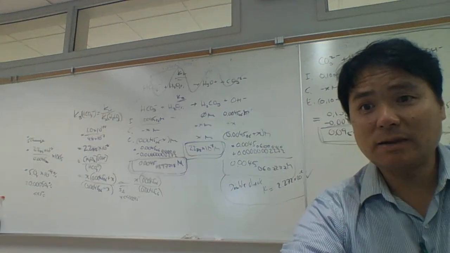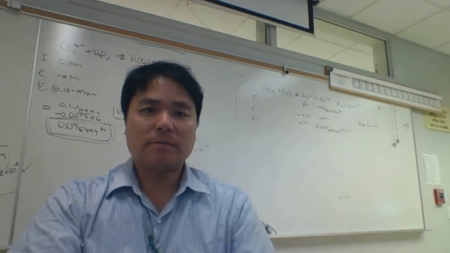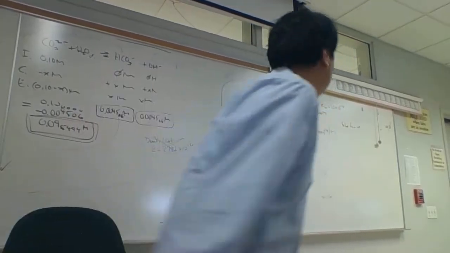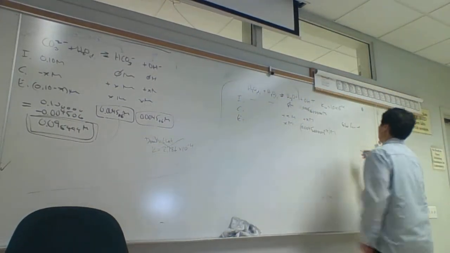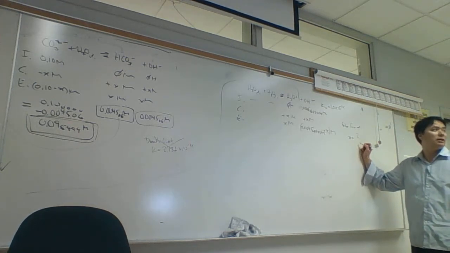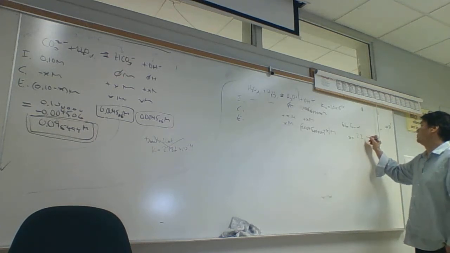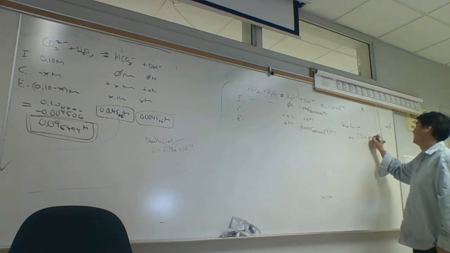So we did step 2, and now we'll move on to step 3 here. And so you got x equals 2 point, what was it again, Joanna? 2.219 times 10 to the negative 12.